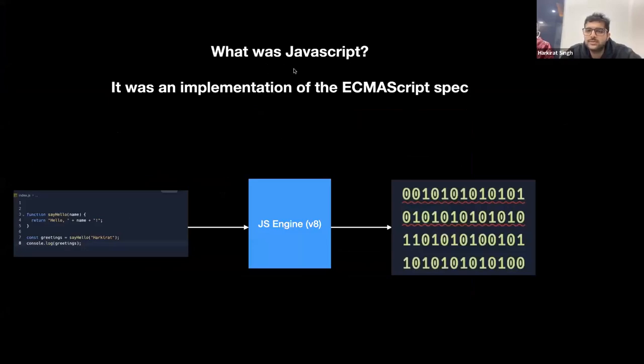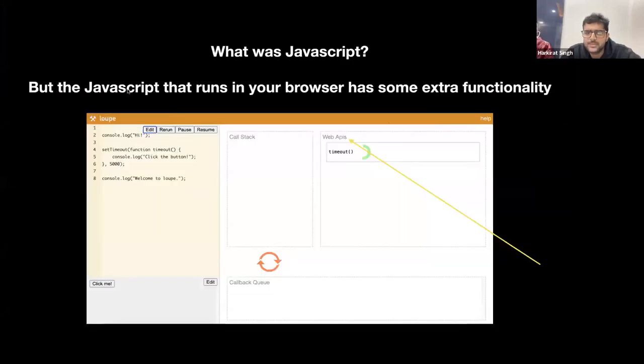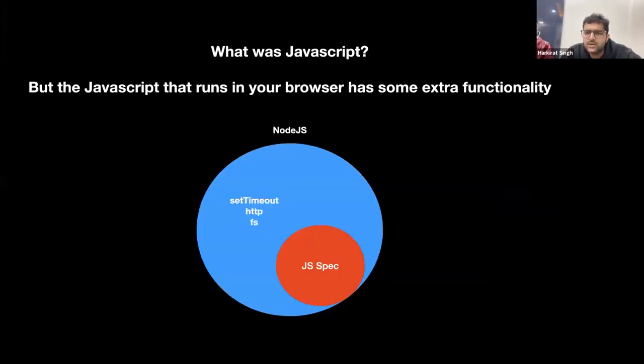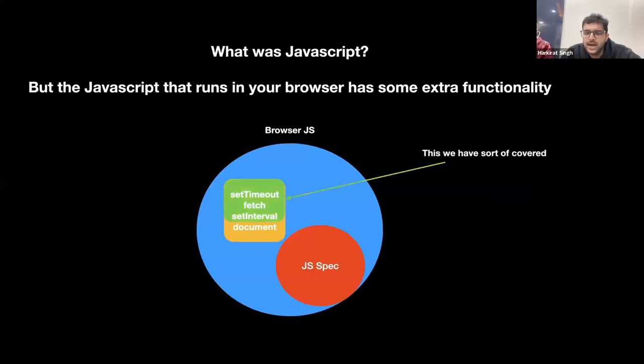We understood JavaScript is an implementation of ECMAScript. More specifically, V8 is one such engine that converts this code into zeros and ones. But browsers and Node.js give you something extra on top. And amongst these extra things, document is what we are interested in today. This global document variable that you get access to in the browser. What does this do is what we were interested in today.